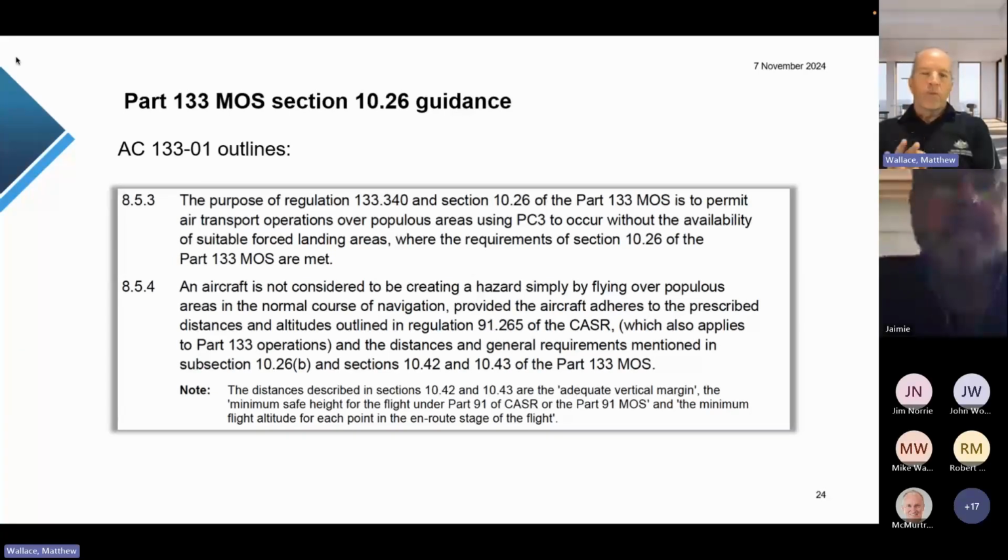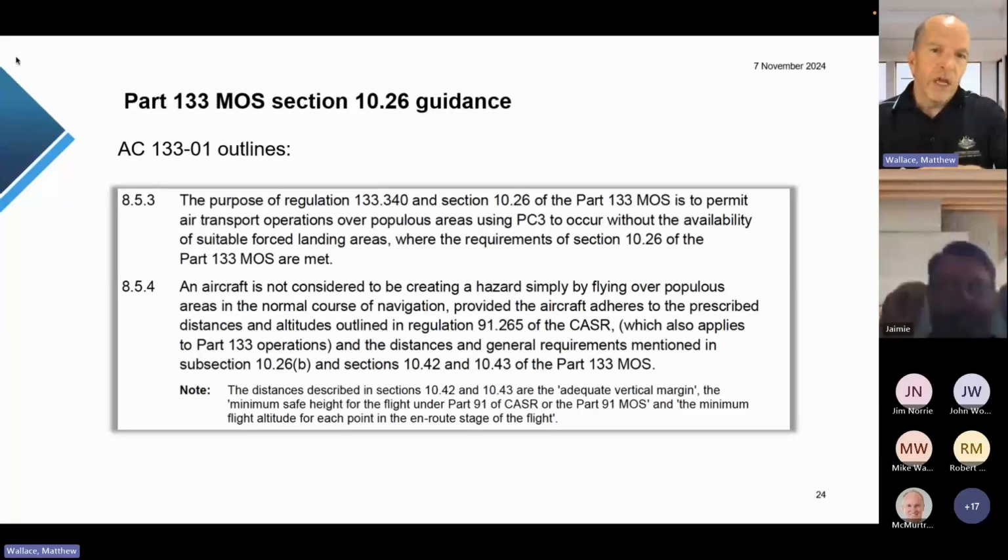Guidance material. So there's plenty of guidance material on this. So this is Part 133 MOS 10.26. And then we've also got the advisory circular 133.01, which outlines a lot of information. So there's a specific section on PC3, which really expands on this information that we're providing today.